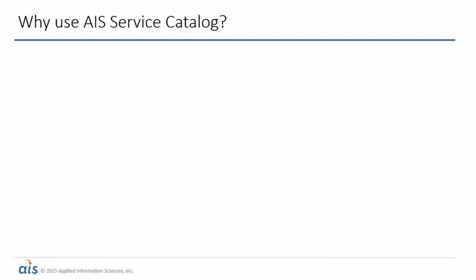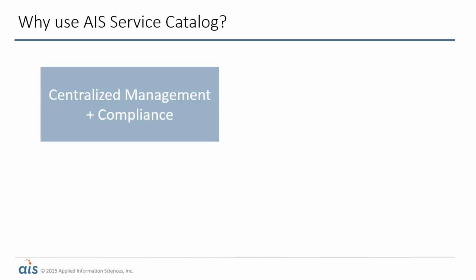Now that we understand what AIS Service Catalog is, let's look at why we would want to use it. The Service Catalog offers centralized management for enterprise standards and product definitions. This enables an enterprise to enforce policies such as data center locations, VM sizes, database SKUs, and more. This leads to better manageability and simpler compliance with enterprise standards.